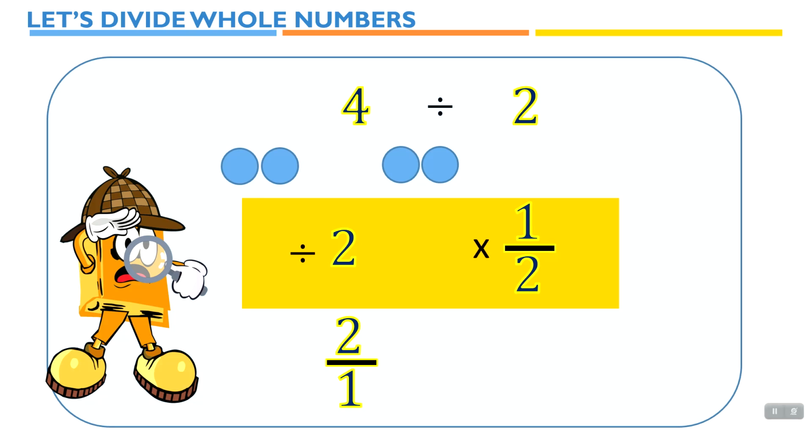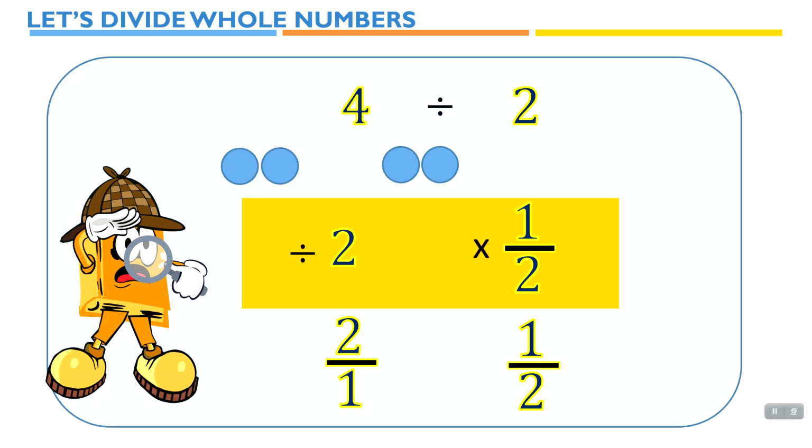If we look at the number 2, we can always rewrite that as 2 over 1. Any whole number we can write over 1 and it remains the same number. Dividing by 2, we can rewrite it as 2 over 1. And multiplying by a half, if we look at those two fractions, something looks very similar.